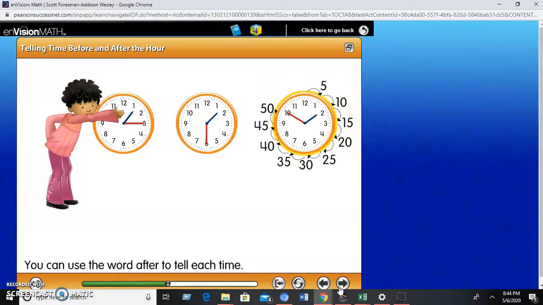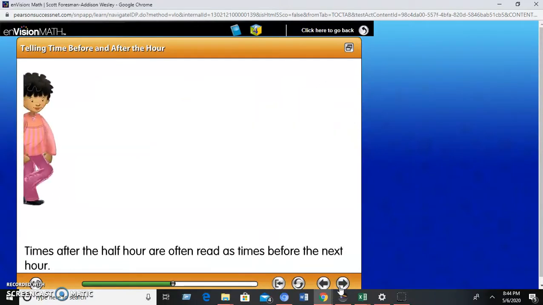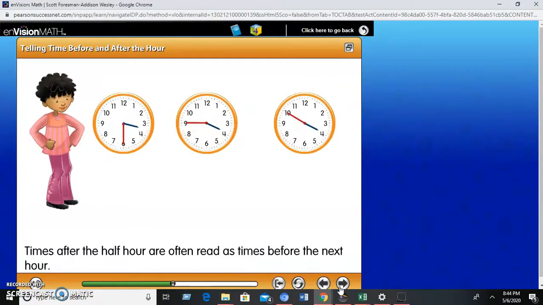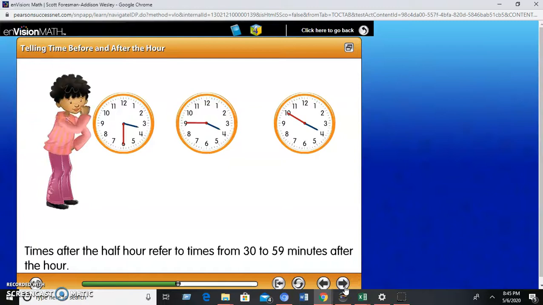You can use the word after to tell each time. Times after the half hour are often read as times before the next hour. Okay, now this can get kind of confusing. So if you have after the 6 here, the half hour, 30 minutes, they usually say it to the next hour. So we say before. So, for the last one I just taught you, it's 10 minutes before 2. We're going to learn how to do it for these here. Times after the half hour refer to times from 30 to 59 minutes after the hour. So anytime it's over on this side, we will say before the next hour.